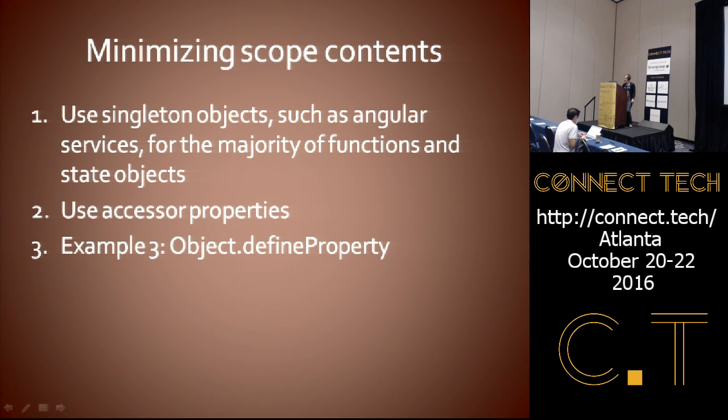And we made use of accessor properties to control the number of pointers on objects so that we knew exactly what had a pointer on what. Everything else used an accessor to that object. And I'm going to show you an example of that.